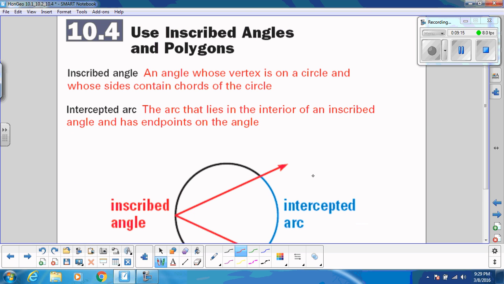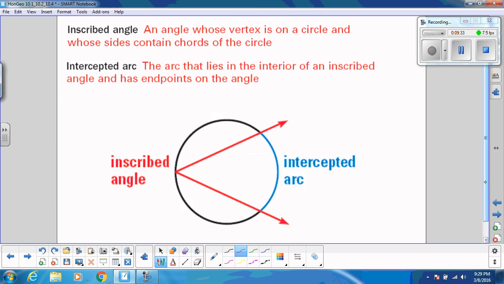Now we're going to talk about another kind of angle called an inscribed angle. An inscribed angle is simply an angle whose vertex is on the actual circle itself. The sides contain chords of the circle. The intercepted arc is the arc that lies in the interior of the inscribed angle and has endpoints on the angle. So you can see in this diagram, this red angle is an inscribed angle, and this blue part of the circle is what we call the intercepted arc. Notice how the blue part is inside of the red angle.